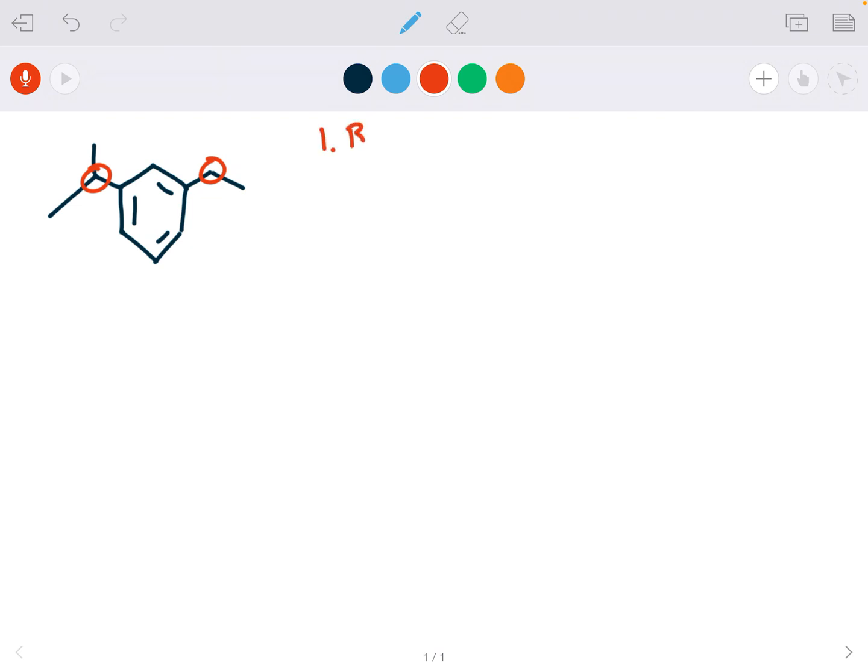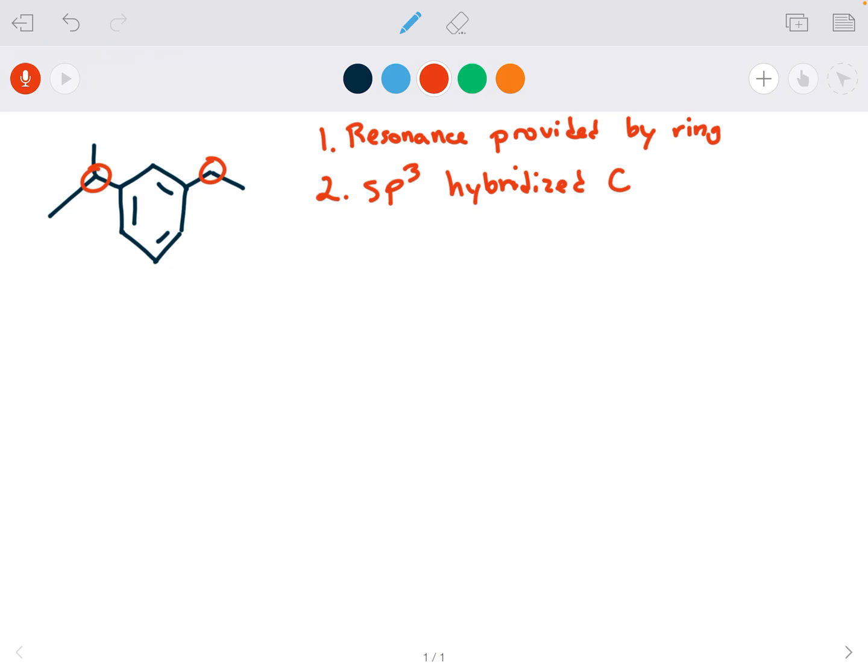One is you have the resonance provided by the ring, so it'll help to stabilize products or reactants. And two, it's an sp3 hybridized carbon. And you've learned in organic chemistry a lot of different reactions that take place at these sp3 hybridized carbons.